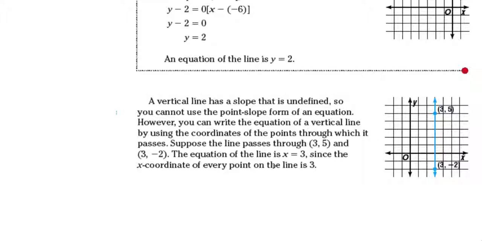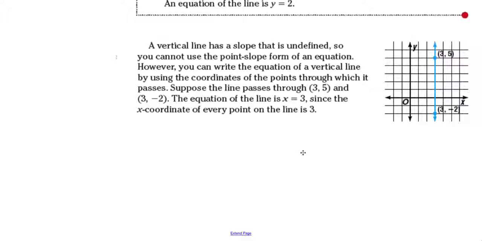So the equation of the line is x equals 3, since the x coordinate of every point on the line is 3. So if you have a vertical line, simply find the x coordinate, and that would be the equation of your vertical line. Let's move to standard form.